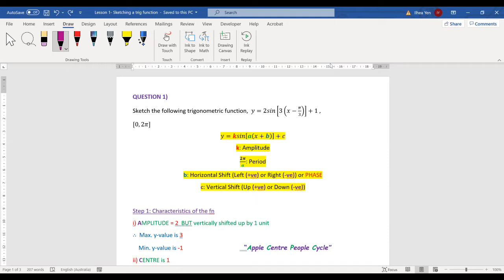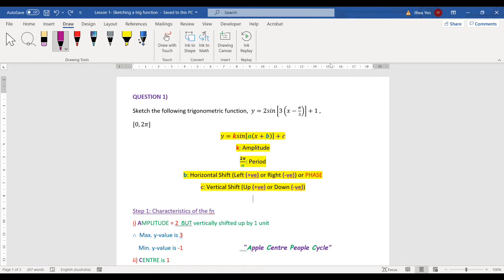Okay, so y equals 2 sine 3 brackets x minus pi over 3, close the brackets, plus 1, and it goes from 0 to 2 pi. Now, these are actually from your syllabus. Okay, so it looks a little bit like a formula. So k is 2 here, a is 3, b is minus pi over 3, and c is 1.